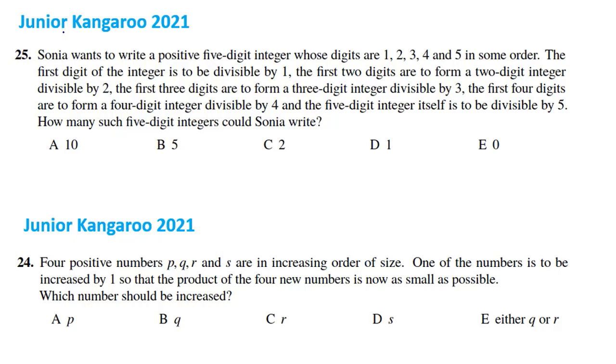Problem 25 of Junior Kangaroo 2021. Sonia wants to write a positive 5-digit integer whose digits are 1, 2, 3, 4, 5 in some order. The first digit of the integer is to be divisible by 1. The first two digits are to form a two-digit integer divisible by 2. The first three digits are to form a three-digit integer divisible by 3. The first four digits are to form a four-digit integer divisible by 4, and the five-digit integer itself is to be divisible by 5. How many such five-digit integers could Sonia write?